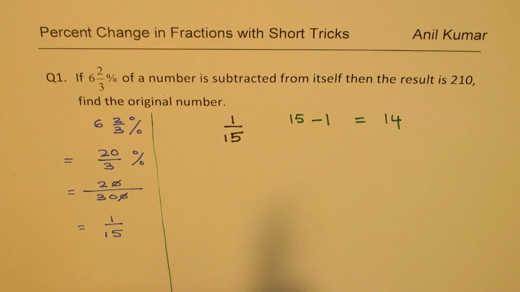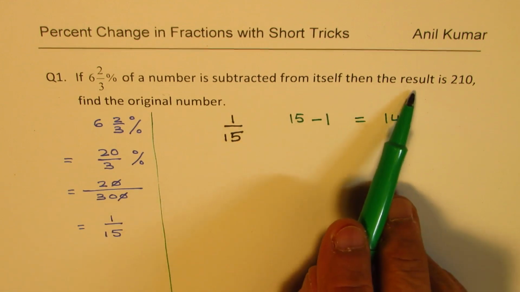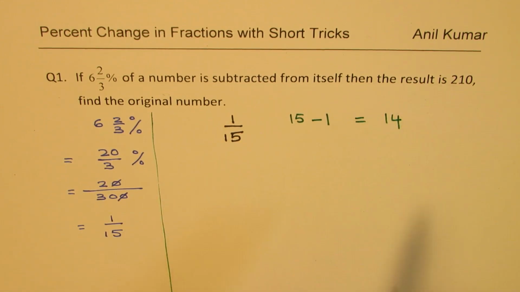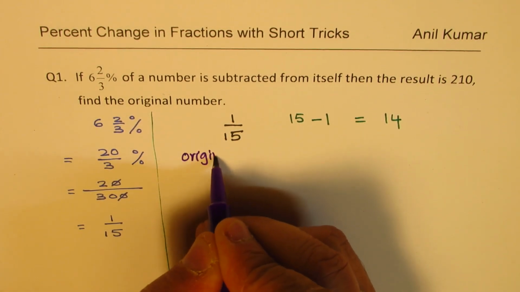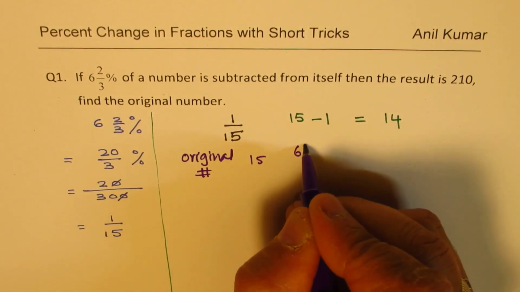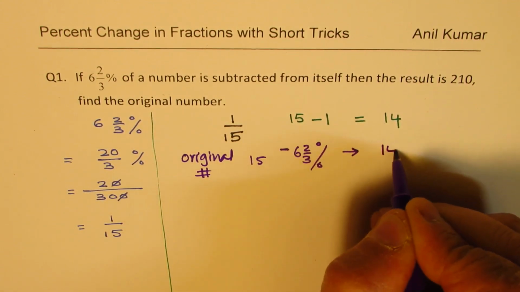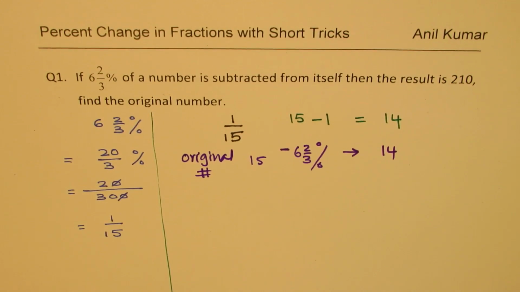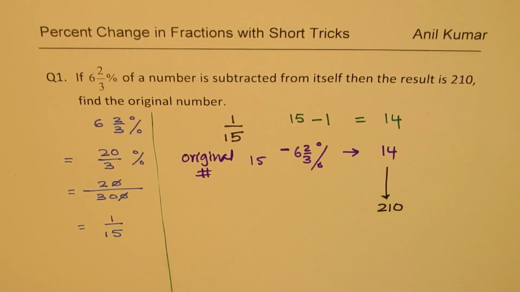So what we are trying to say here is, if 6 2 by 3% of a number is subtracted from itself, the result is 210. Well, if we start with 15, let's say the original number is 15, then 6 2 by 3% reduction results in 14. Do you get the idea? But in the question, we are saying that it is actually 210, not 14.